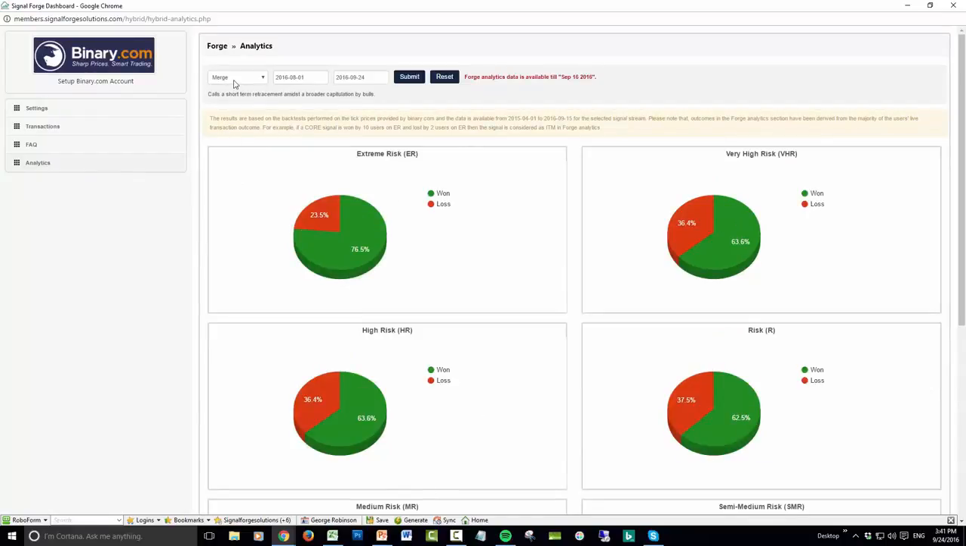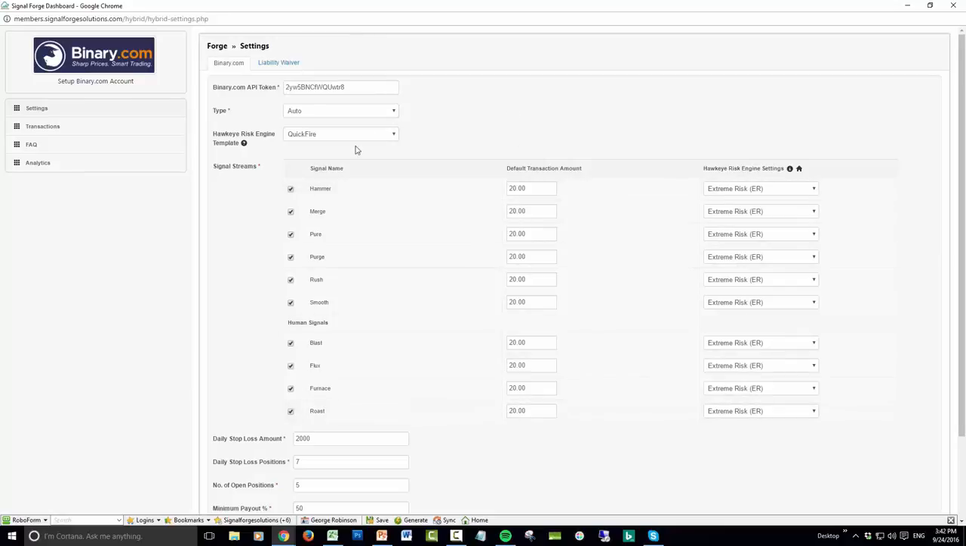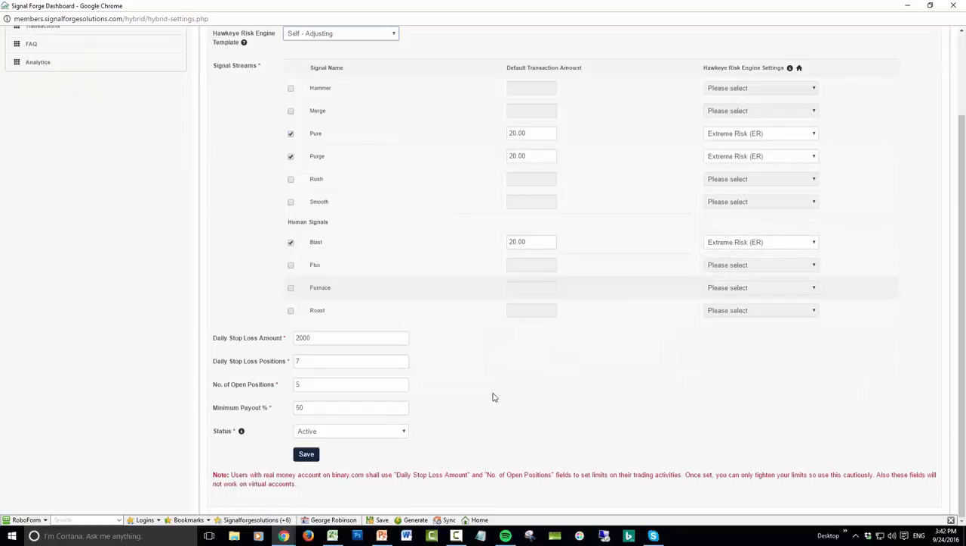So you can go through here and look at each particular system to get an idea on the Hawkeye risk setting that you want for that particular system. Okay, so back to the settings. Now as for these preset ones, say we want to look at self-adjusting, you'll find that's turned off some systems. It's only actually running 3 systems, and it's set them all 3 to extreme risk. To get an idea of how they've done, basically it's a portfolio of trades, because you're looking at 3 different systems here combined, which the analytics before don't show, unless you manually combine them all.